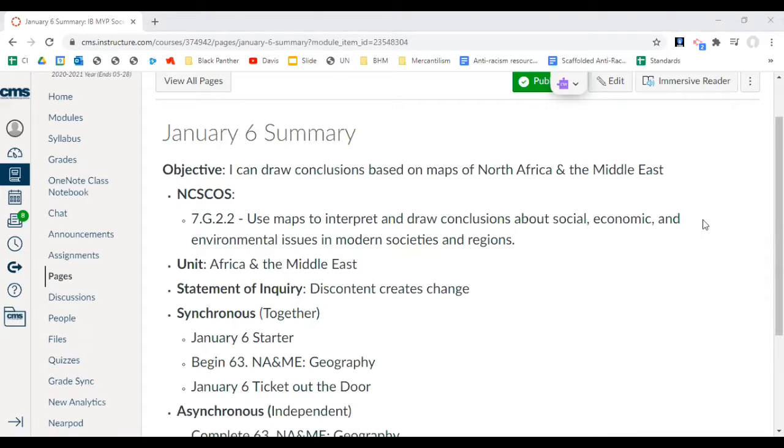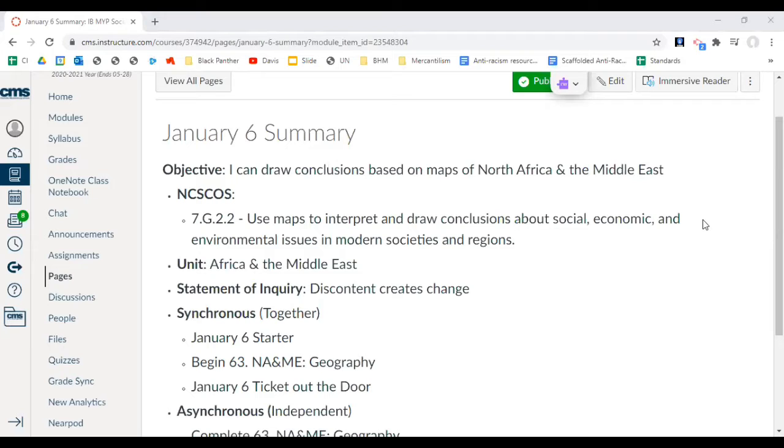All right, here we go. Summary for today. We continue to draw conclusions based on maps of North Africa and the Middle East. North Carolina Standard Courses study is to use maps to interpret and draw conclusions about social, economic, and environmental issues in modern societies and regions. So again, that stuff's important for you to get out the door as well.